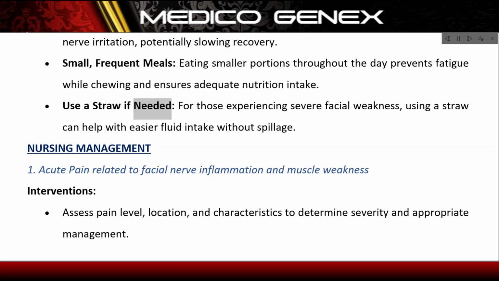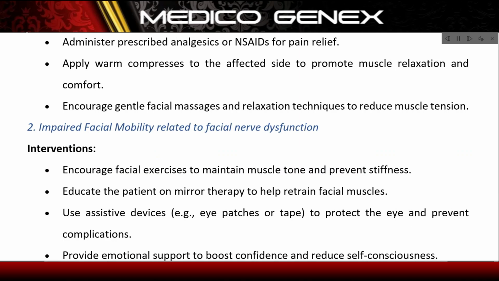Use a straw if needed. For those experiencing severe facial weakness, using a straw can help with easier fluid intake without spillage. Nursing management. 1. Acute pain related to facial nerve inflammation and muscle weakness. Interventions. Assess pain level, location, and characteristics to determine severity and appropriate management. Administer prescribed analgesics or NSAIDs for pain relief.